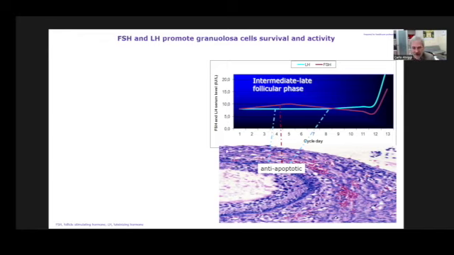Why? Because I come back to what I wanted to say. The cooperation of FSH and LH in the granulosa compartment is very, very important for regulating apoptosis. LH is a very potent anti-apoptotic molecule.